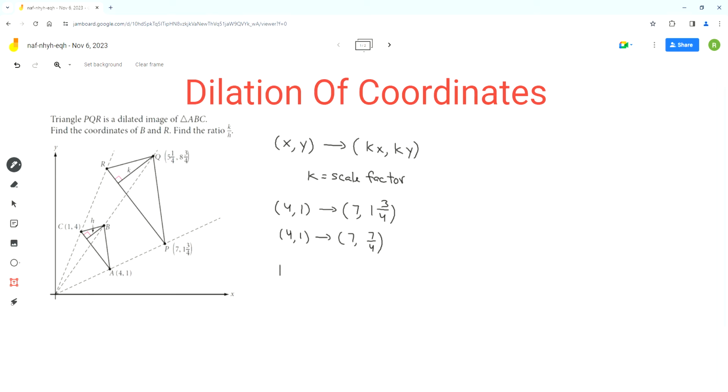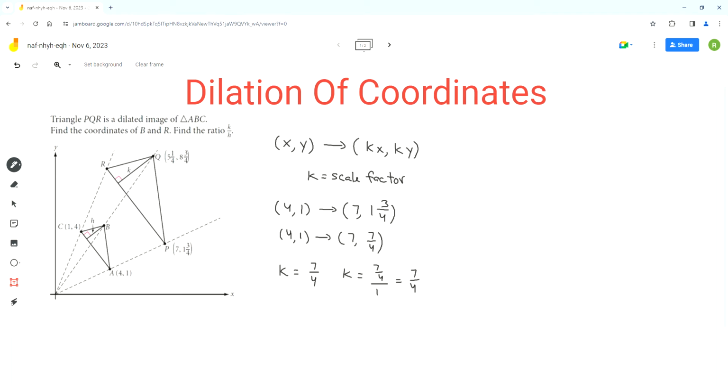So the k value here would be the x coordinate of the dilated point P, which is 7, over the x coordinate of the original point, which is 4. Now if we do the same calculation for the y coordinates, we should get the same answer. We start with the y coordinate of the dilated point P, which is 7 over 4, over the y coordinate of the original point A, which is 1, which can also be reduced to 7 over 4. So that's our scale factor.